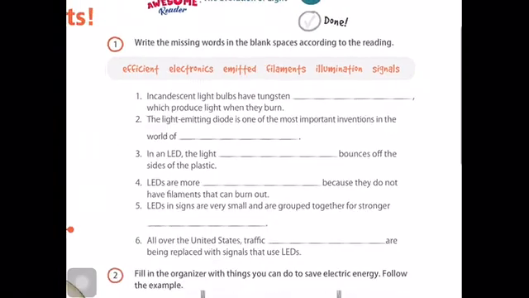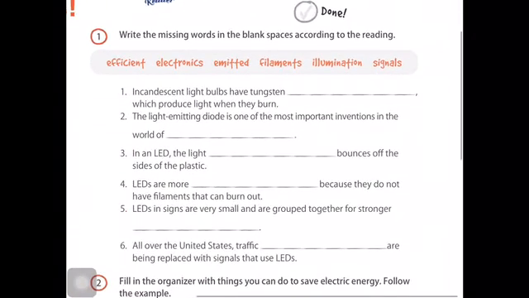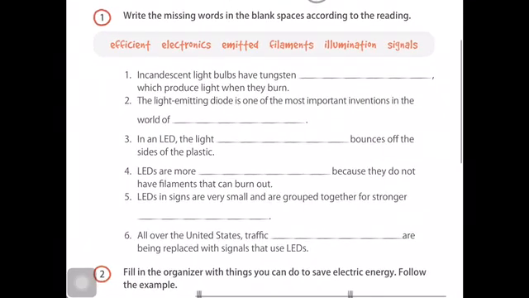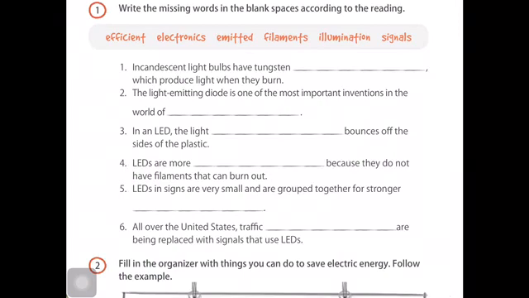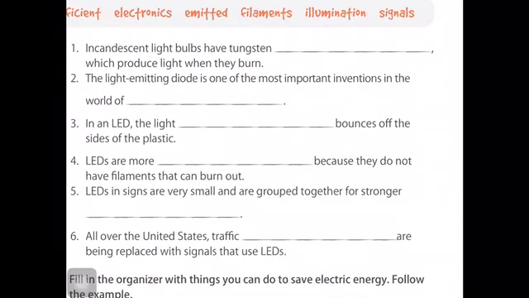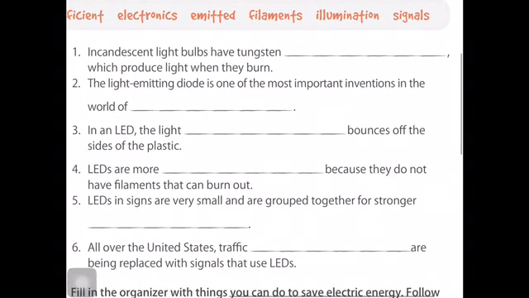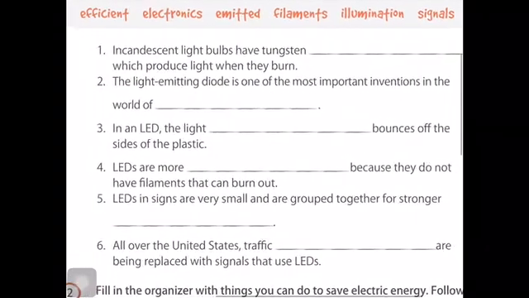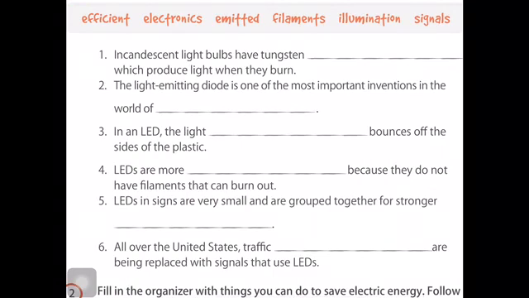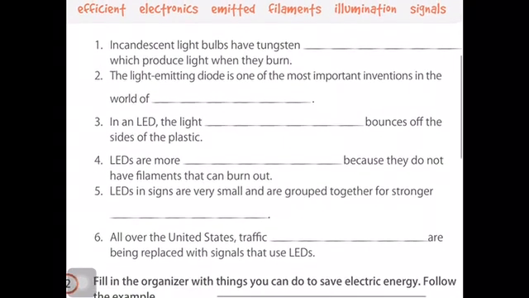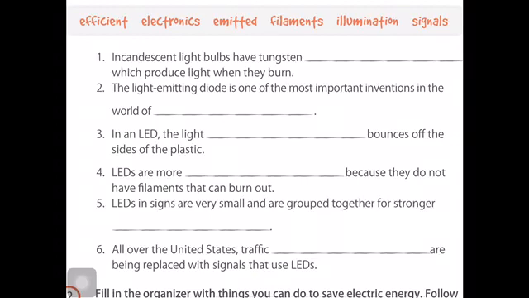So, what is the first exercise? Write the missing words in the blank spaces according to the reading. So, we have the words efficient, electronics, emitted, filament, illumination, and signals. You have to write these 6 words in these 6 exercises. Okay, you have to choose where to write these 6 words in these sentences. Okay, that's the first exercise.